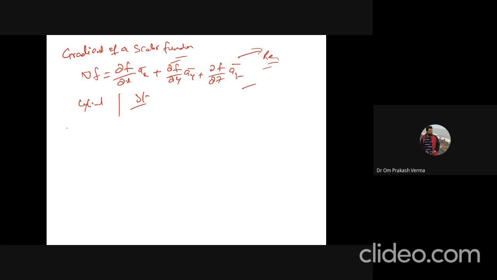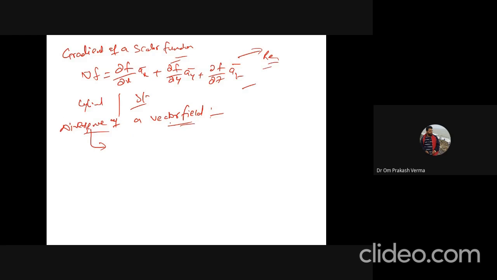Today we are going to discuss the divergence of a vector field, which is very, very important. In this topic we will discuss what the divergence of a vector field is, and what its significance is.